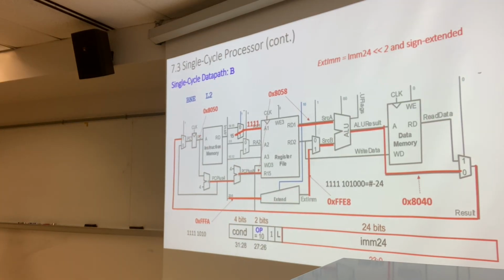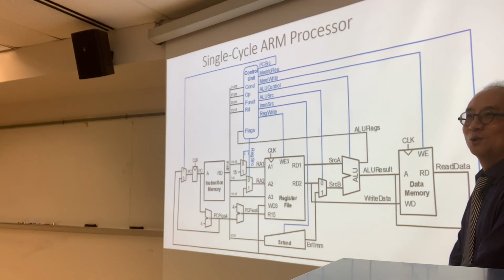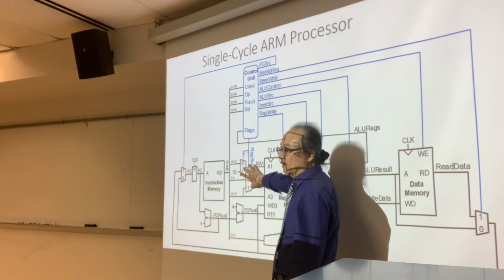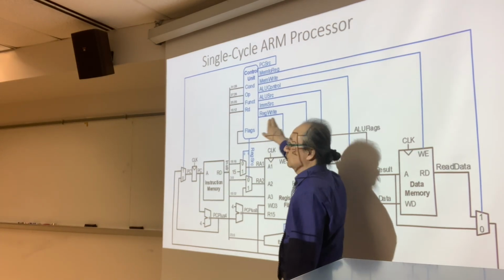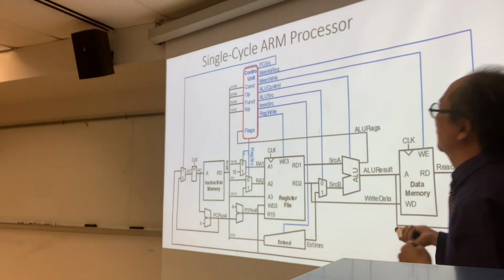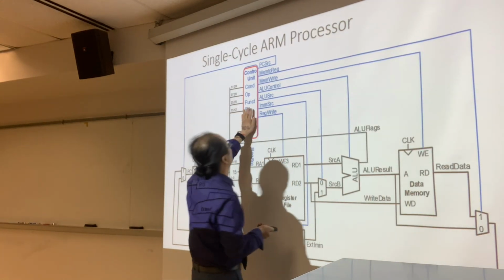That's what we did. Now we'll look at this blue line, the control lines. So it's black and white for the handout, but you know the path of the data versus these are the control lines. Control lines typically go into the top of the box. Let's take a look at this control unit in here.